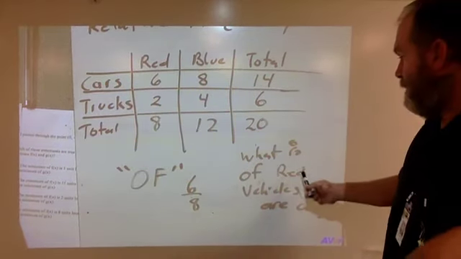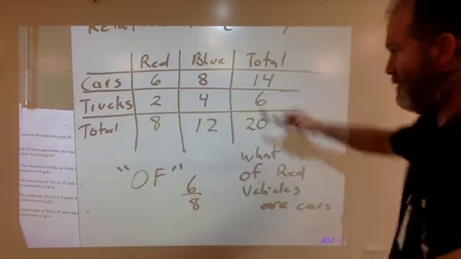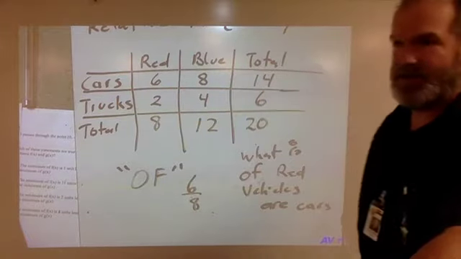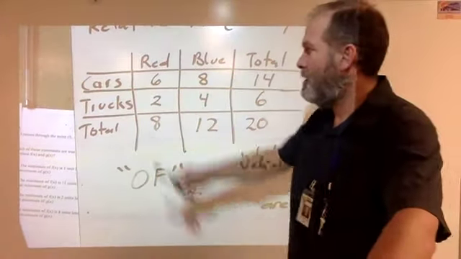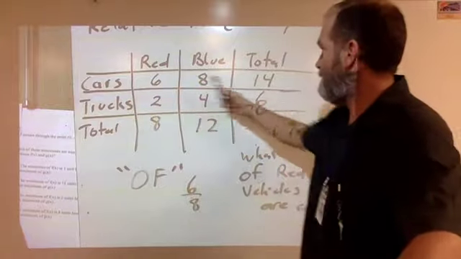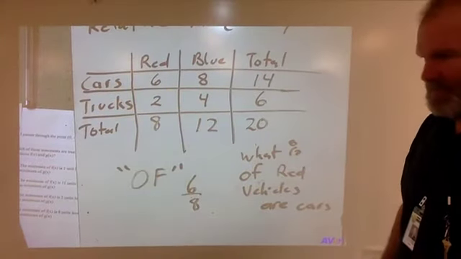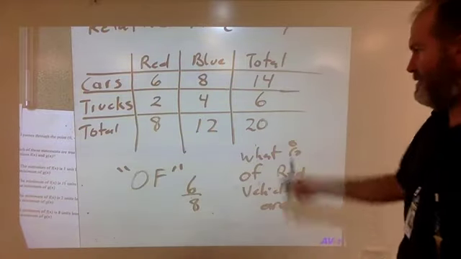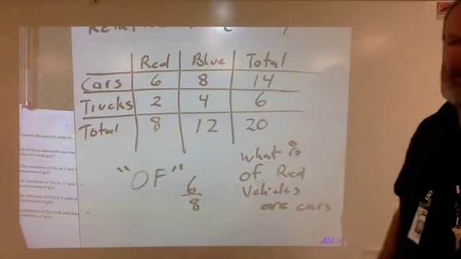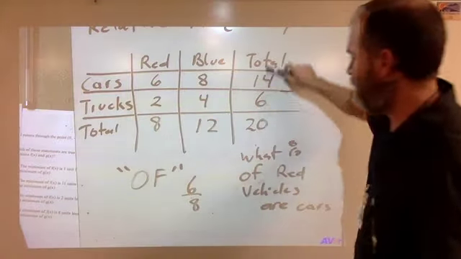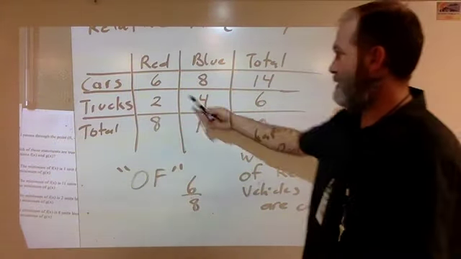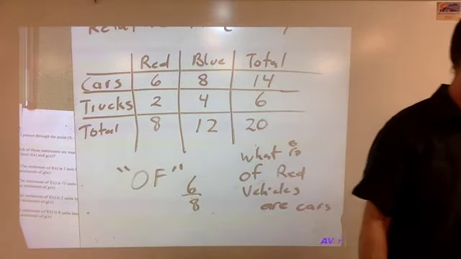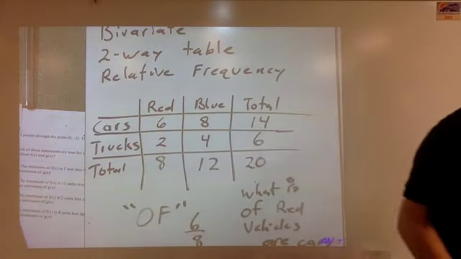You look for what comes after "of," and that total is your denominator. So if it says of blue vehicles, 12 would be your denominator. If it says what percentage of cars, then 14 would be your denominator. And if it says of all the vehicles or of the total population, then it's the number in the corner. So one of these total numbers is your denominator, and then you just have to read what they're asking for. That's your numerator, and then you turn that into a percentage. That's the relative frequency. You're done. That's two-way tables in a nutshell.